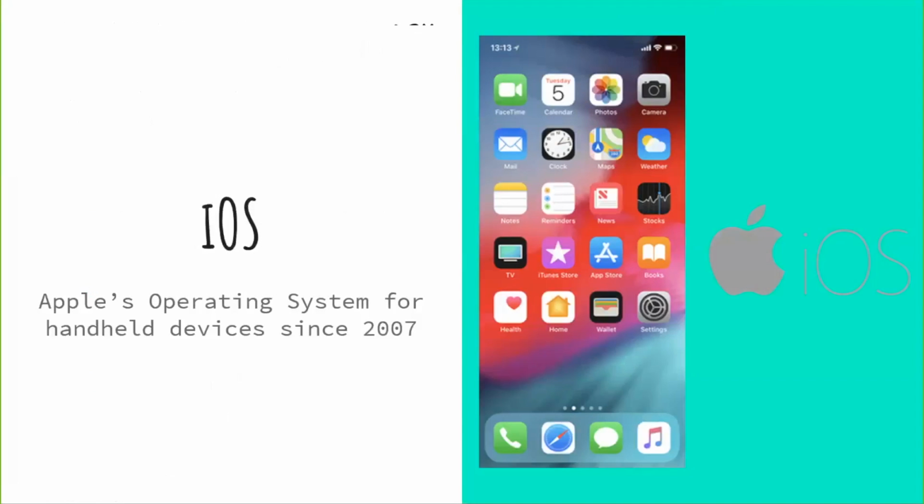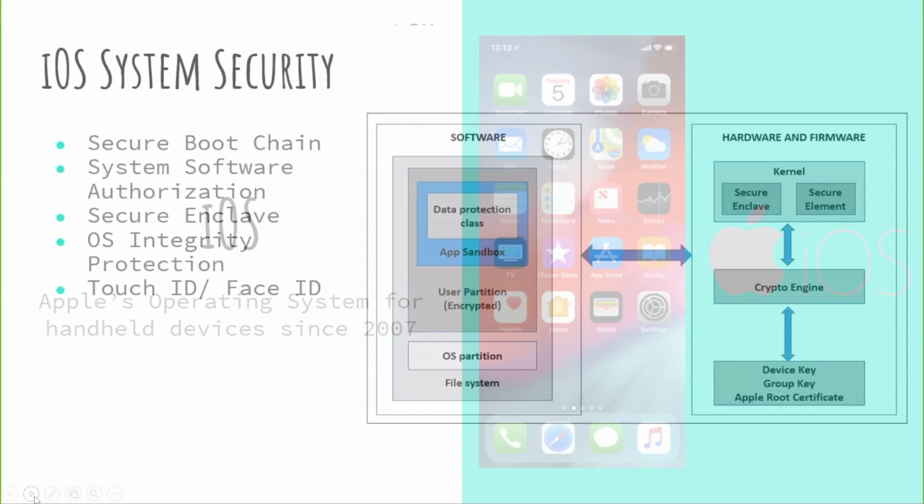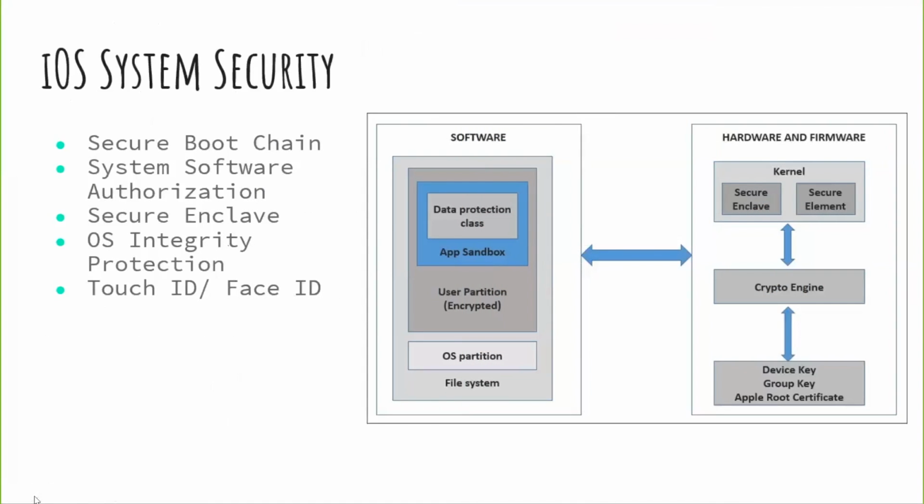Thank you, Patricia. We're going to talk now about iOS, which is Apple's operating system for handheld and smartphone devices since 2007. iOS is the Apple proprietary system for its smartphone and portable devices.